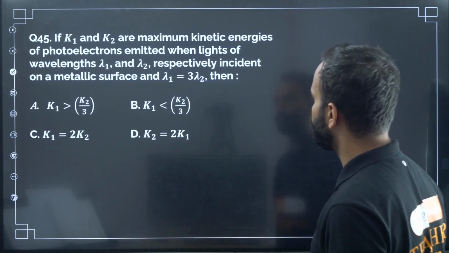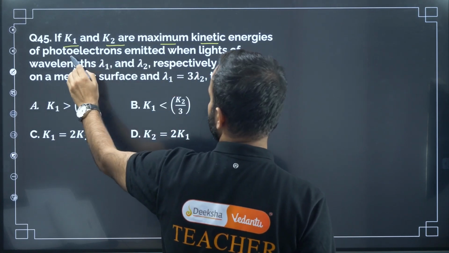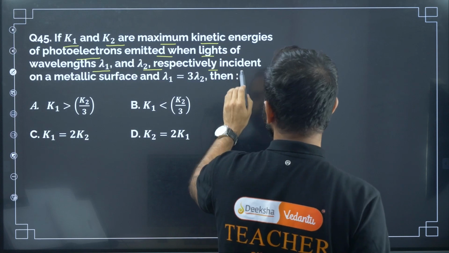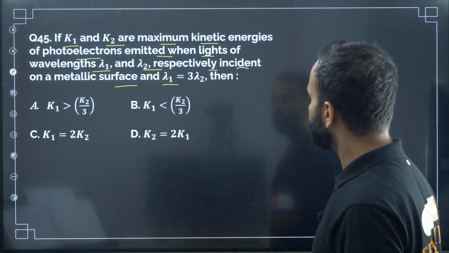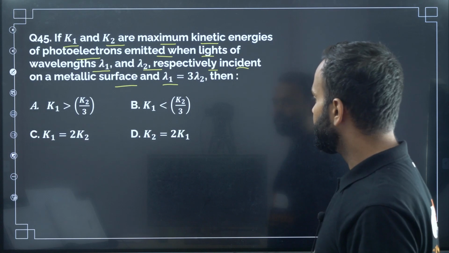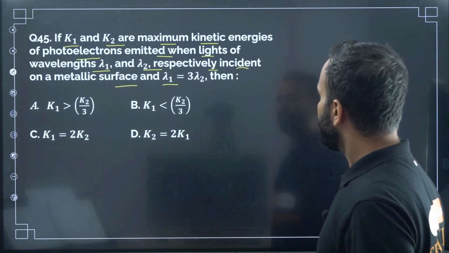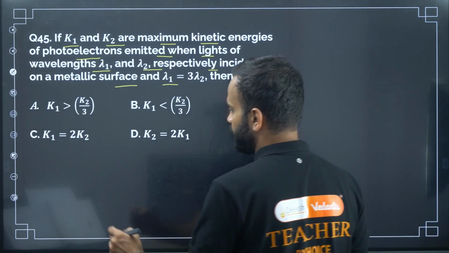Next question, question number 45. If K1, K2 are maximum kinetic energies of photoelectrons emitted when light of wavelength lambda 1 and lambda 2 respectively is incident on a metallic surface, and lambda 1 equal to 3 lambda 2, then we need to find the relation between K1 and K2. So let us write the photoelectric equation.